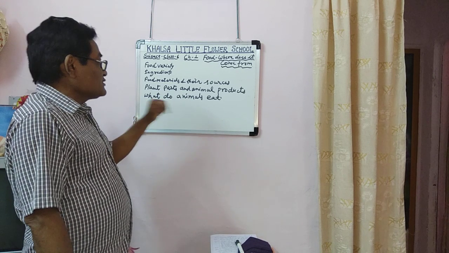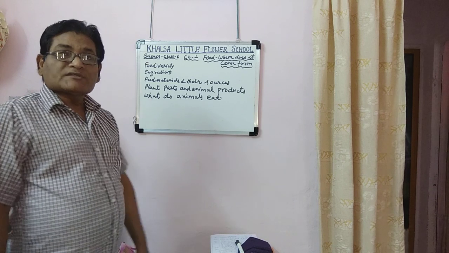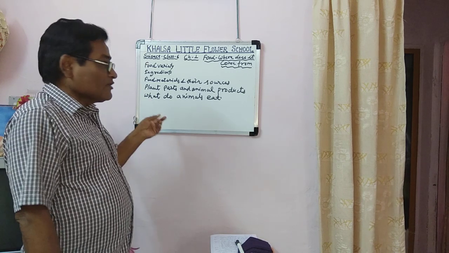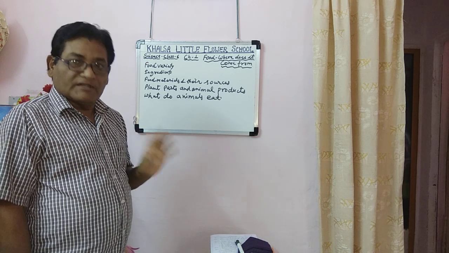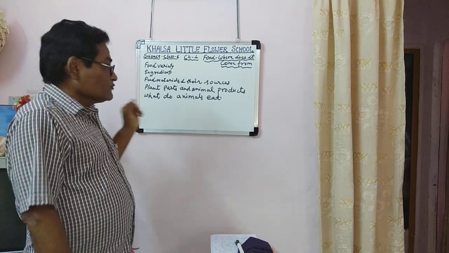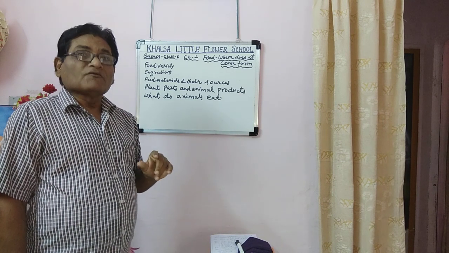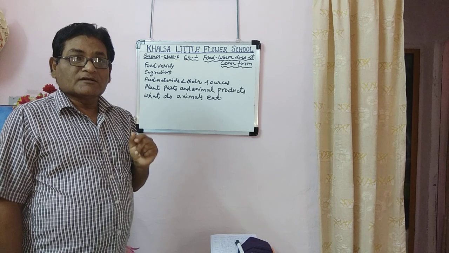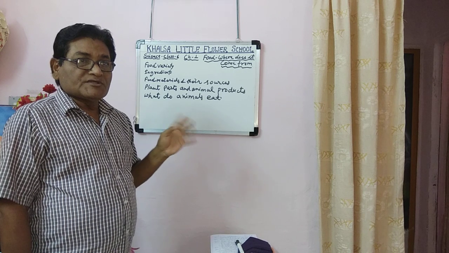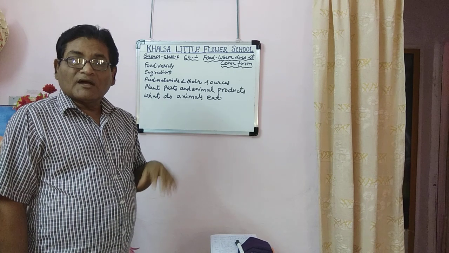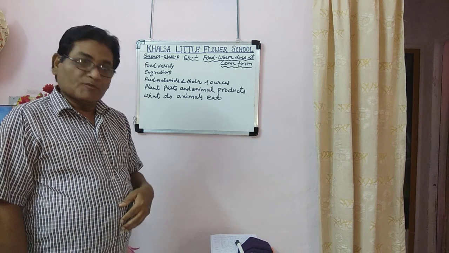And what do animals eat? According to the eating habit, they are of three types: herbivores, carnivores and omnivores. Herbivores means those animals which eat only plants. For example, cow, buffalo, goat, deer. Second one is the carnivores. Carnivores are those animals which eat flesh of other animals. For example, lion, tiger, wolf, etc. And third one is omnivores. Omnivores means those living beings which eat both plants as well as animals. For example, human being. We are omnivores.